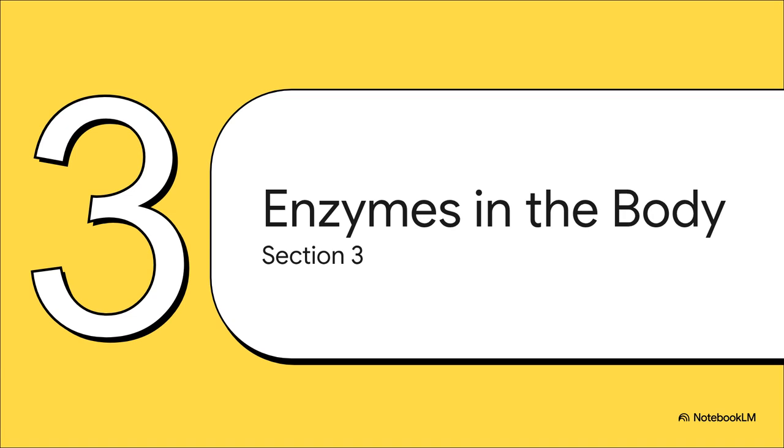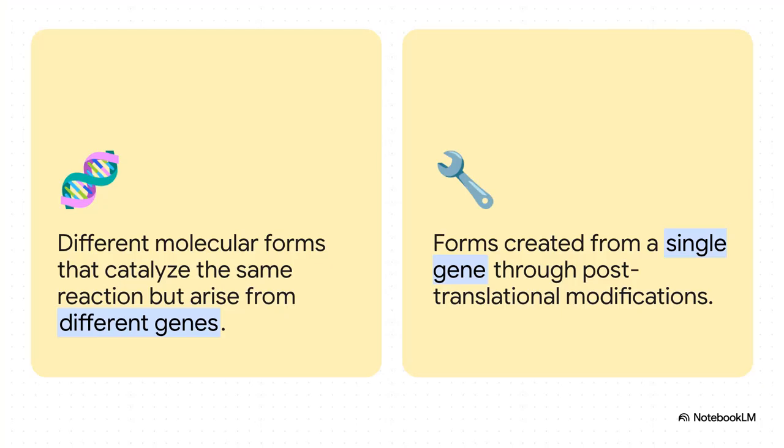All right, now let's explore the diversity of enzymes inside our own bodies. Turns out, a single enzyme can actually have multiple different forms, and understanding these variations is absolutely key to pinpointing where a problem is coming from. Okay, 2 really important terms you have to know are isoenzymes and isoforms. They sound similar, but they're not the same. Isoenzymes are different versions of an enzyme that do the same job, but, and this is the key part, they are coded by different genes.